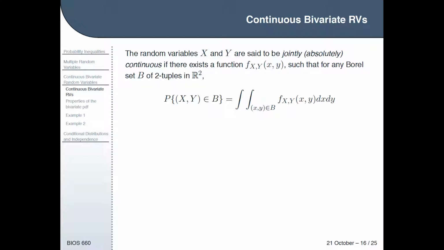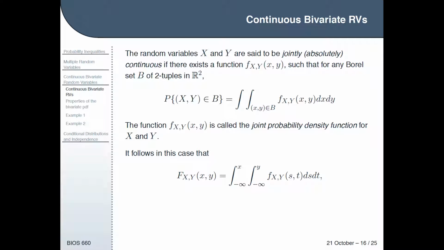So x and y are said to be jointly absolutely continuous if this PDF, little f of x and y, exists, such that for any Borel set in R2, the probability that (X, Y) is an element of that Borel set is obtained by taking the double integral over that set with respect to this density function. In this case, little f of x and y is called the joint probability density function, or the joint PDF for short.